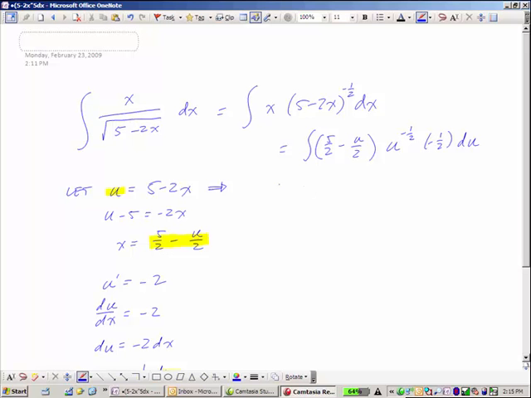I think I just need to multiply. What do you want to do? You want to multiply the negative 1/2 in, or the u to the negative 1/2 first, or both at the same time? How's your algebra feeling?